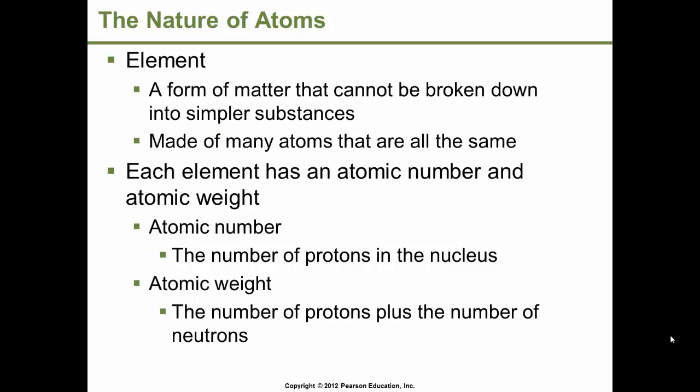An element is a form of matter that cannot be broken down into simpler substances, and it is made of atoms that are all the same, such as oxygen is an atom. Each element has an atomic number and atomic weight. The atomic number is the number of protons in the nucleus, whereas the atomic weight is the number of protons plus the number of neutrons. Oxygen is an atom, O2 would be considered a molecule, whereas H2O would be considered a compound.